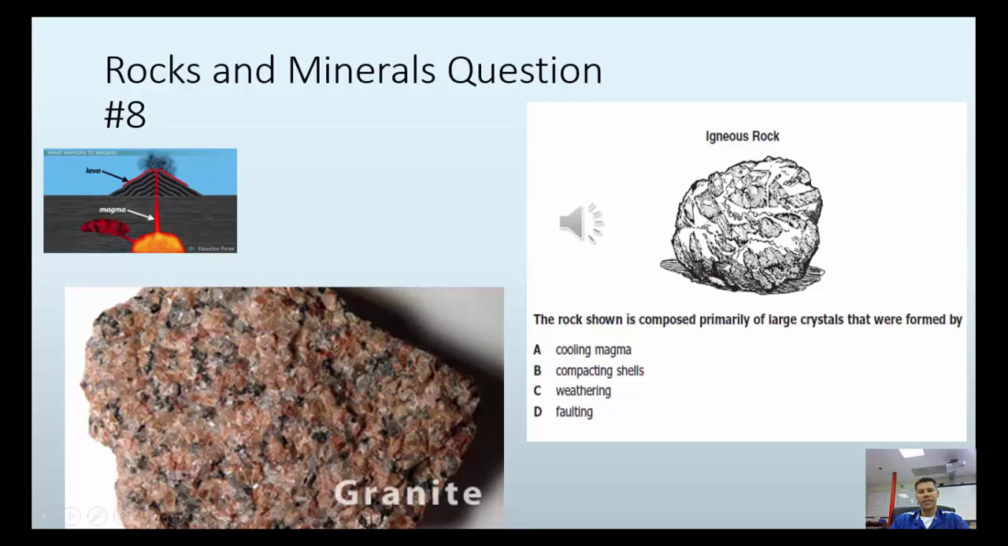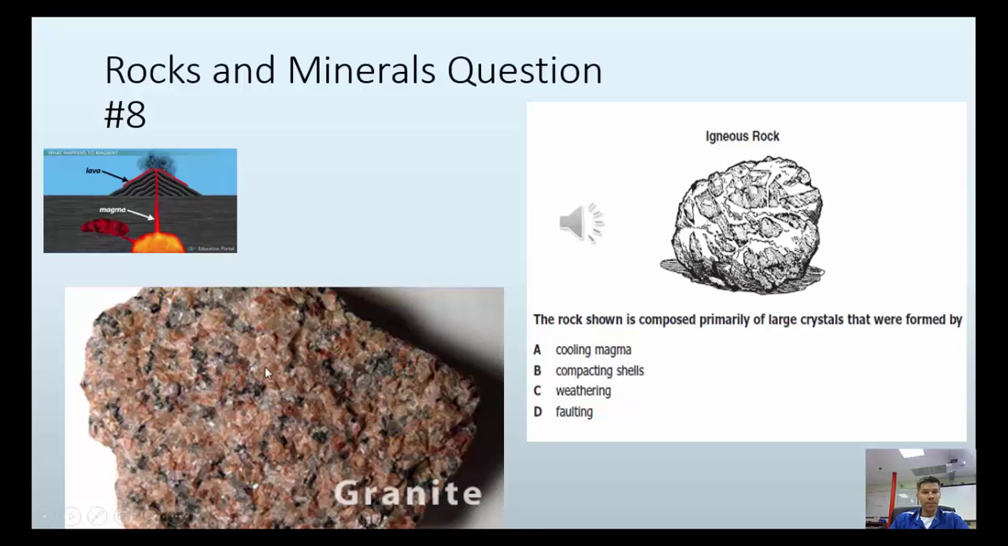So the picture above is labeled an igneous rock. The rock shown is composed primarily of large crystals that were formed by... there's lots and lots of ways you can get this question right. The first way is just to know an igneous rock comes from the cooling of lava or magma. Magma if it's an intrusive igneous rock, and lava if it's an extrusive igneous rock. Since our only choice is magma, compacting shells, and that's sedimentary rock, no crystals there. Weathering, faulting, the only possibility here is A, the cooling of magma.